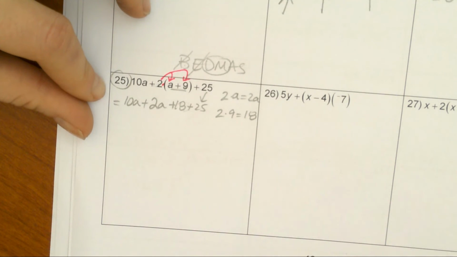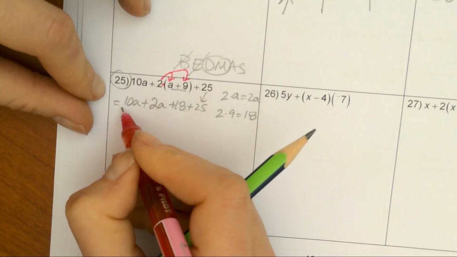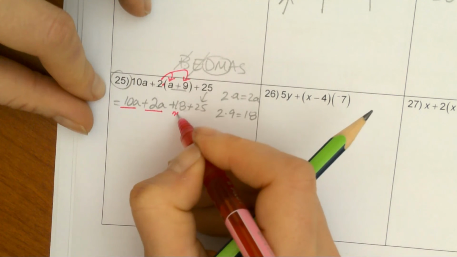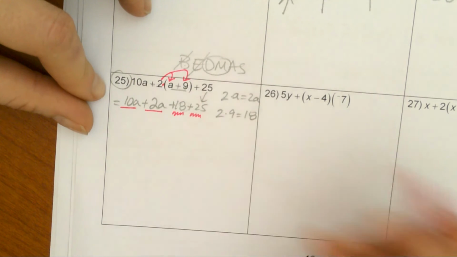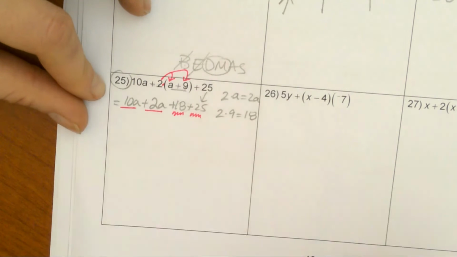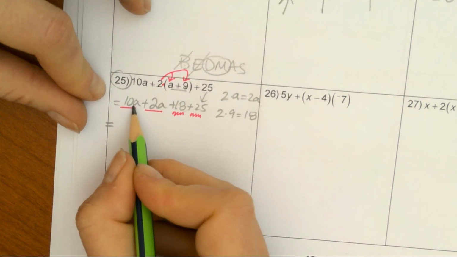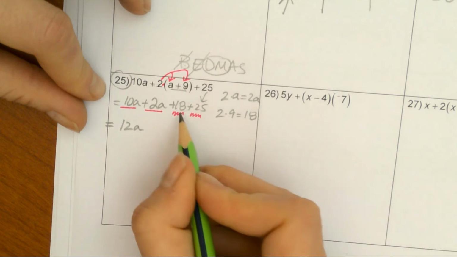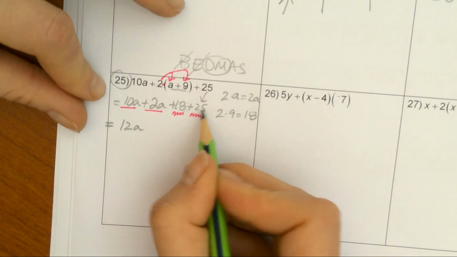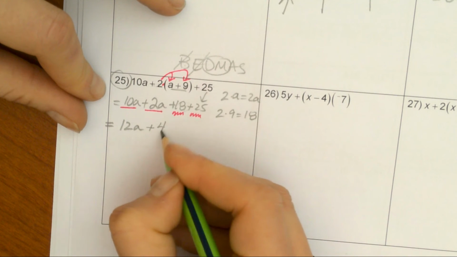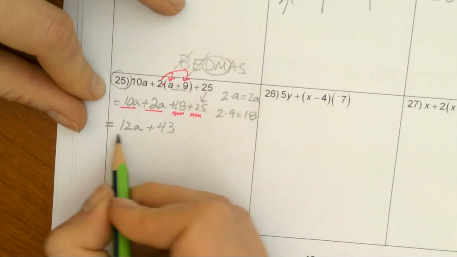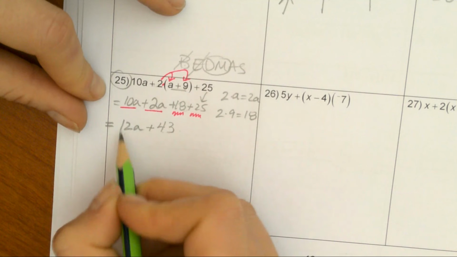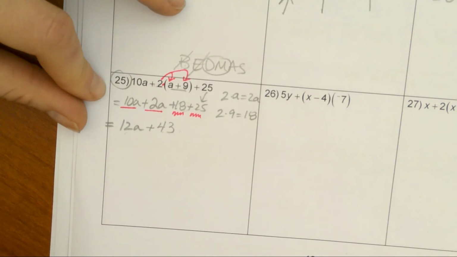Okay, so who goes together? This has an A, this has an A, so they're like terms. This does not have an A, this does not have an A, so these two are like terms. I have 10 apples plus 2 apples. I have 12 apples. I have 18 plus 25, so that means I have 43. Can these go together? No, because it doesn't have an A here, so I can't put them together, so I just leave it like this.